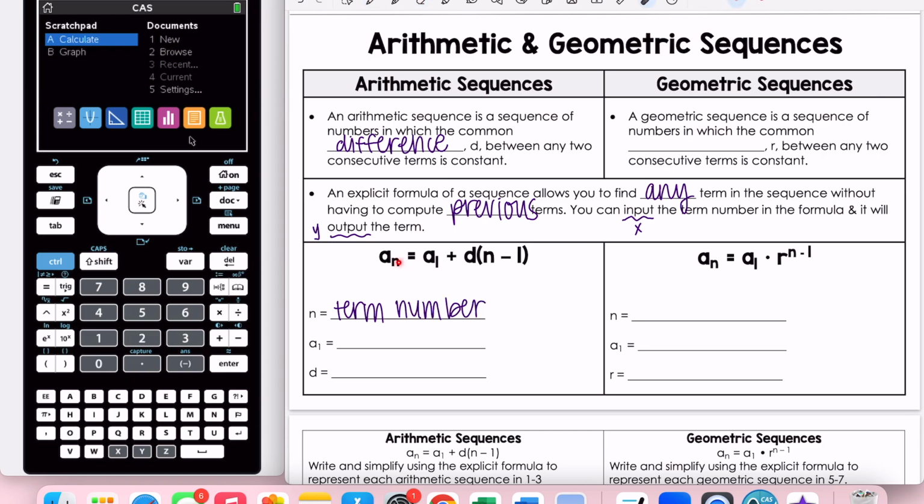This letter n will not always be in an actual sequence problem. It might say something like A sub 3, A sub 4, anything like that. Again, it's your term number. A sub 1 is the first term, the initial term. And like we mentioned earlier, D is just your common difference. You can find your common difference by finding the difference between two consecutive numbers. We'll look at that here in just a second.